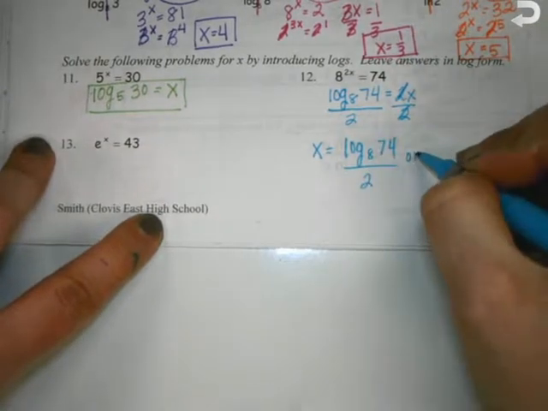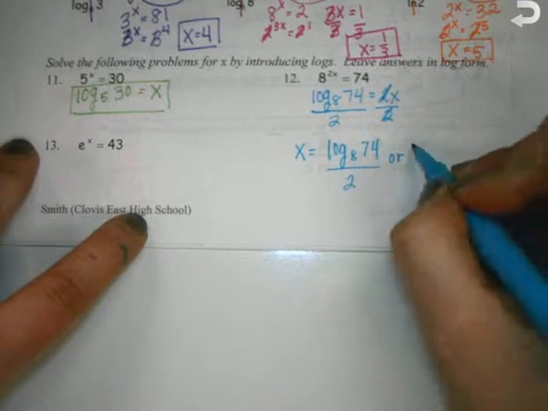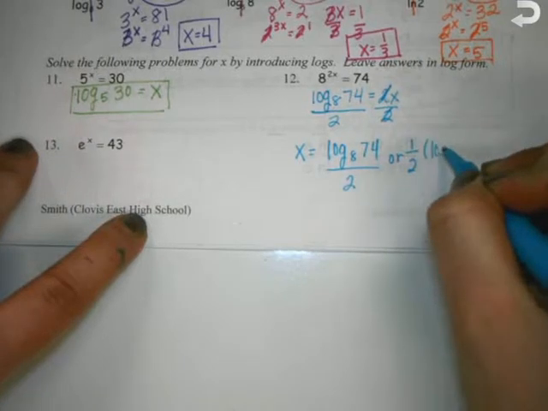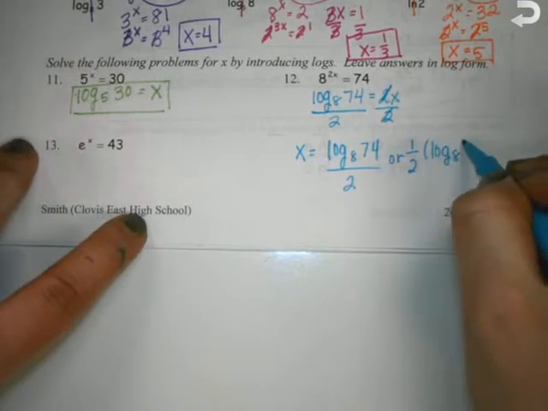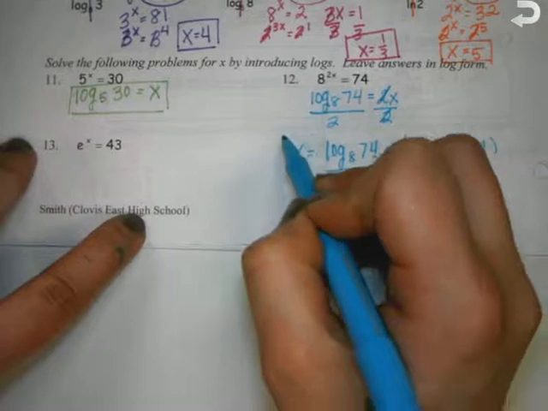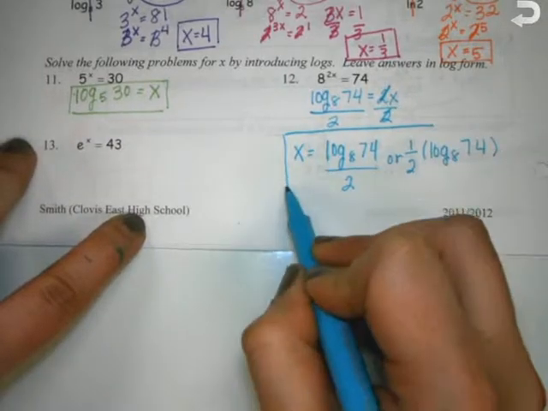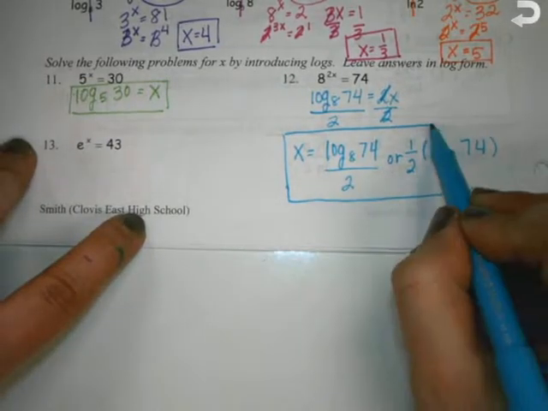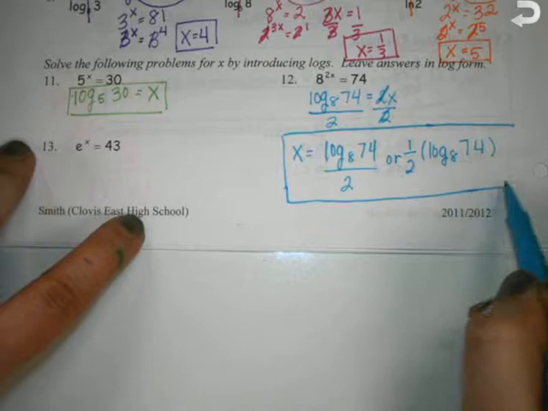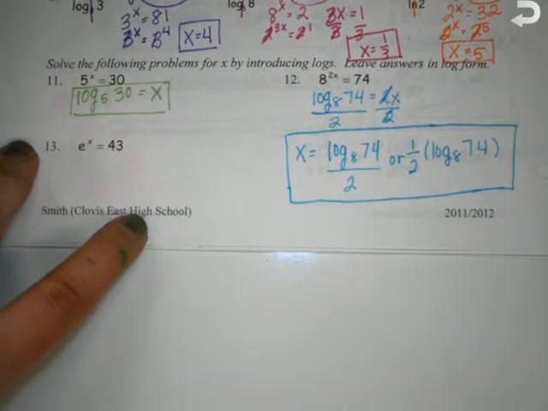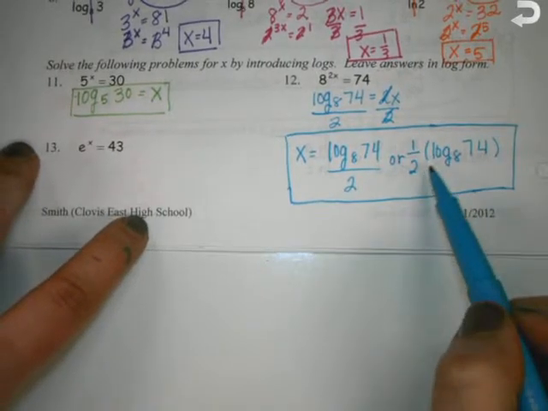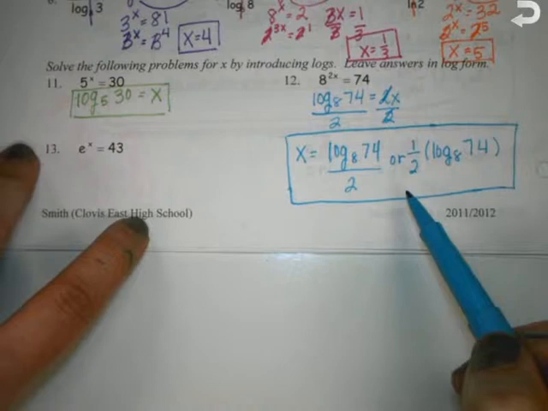Why do you see 5? Log base 8 of 74. So you can have two answers here. They're the same thing. And that's all we had to do. What rule is this? Power rule. So you could bring it all the way back in if you so desired. We can leave it like this.